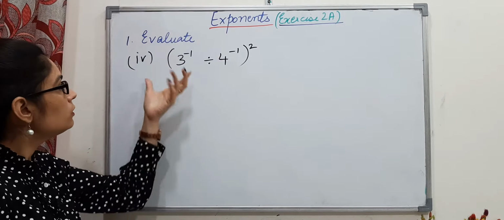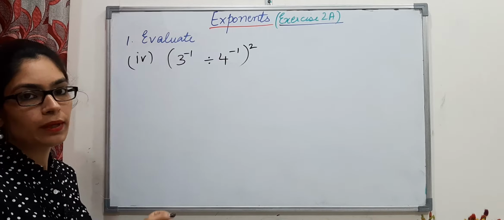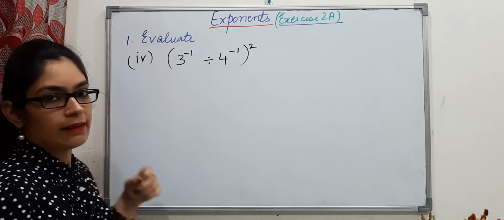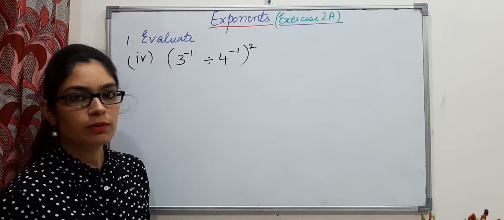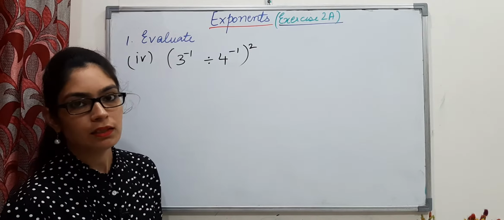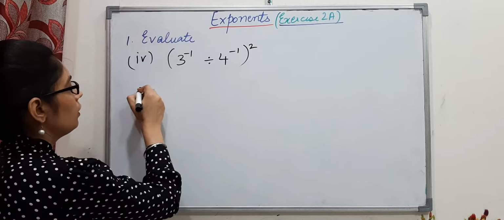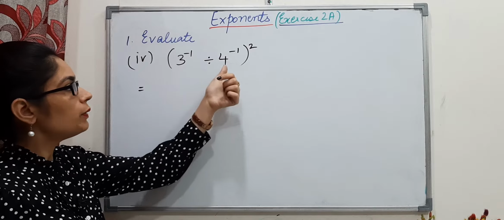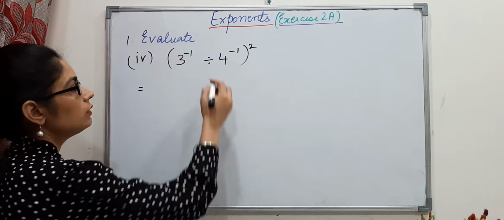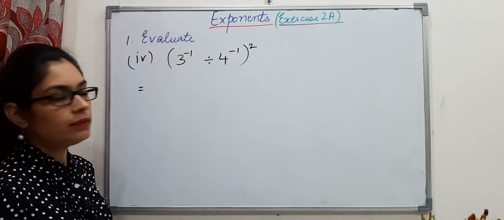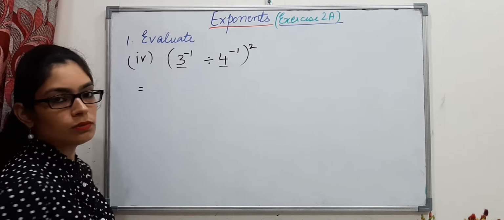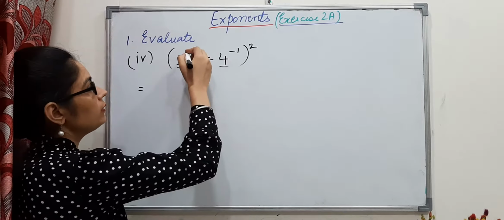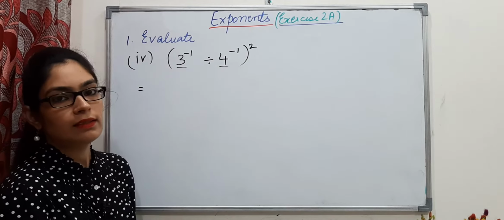The next part is the fourth part: 3 to the power minus 1 divided by 4 to the power minus 1, whole bracket. See, I just want you to try this sum along with me and see whether you are able to apply the rules and solve it. Here we have 3 to the power minus 1 and 4 to the power minus 1. Although they are getting divided, the bases are different, so we cannot solve the exponent directly. So same thing, we have to make these powers positive and then we can solve it.